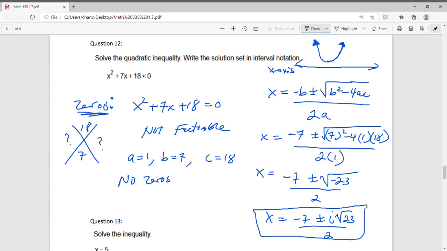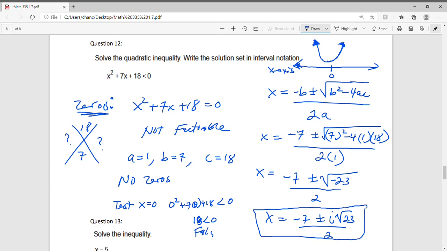Let's pick any test point that we want on the number line. I'm going to pick 0 since that's easy to do. So let's test x equals 0. Since we don't have any zeros, we'll test any point on the number line. We have 0 squared plus 7 times 0 plus 18. Is that less than 0? Is 18 less than 0?